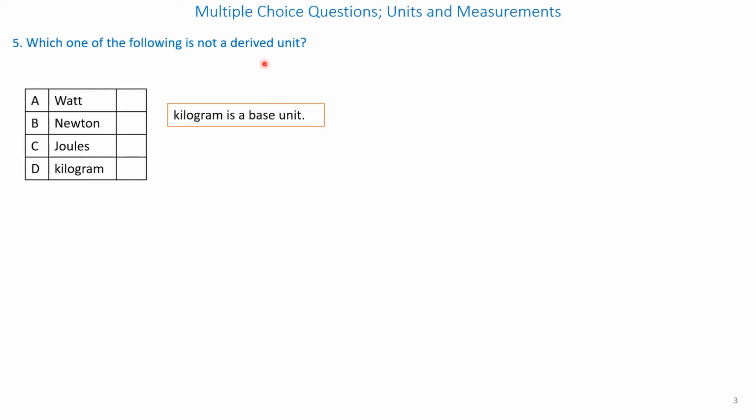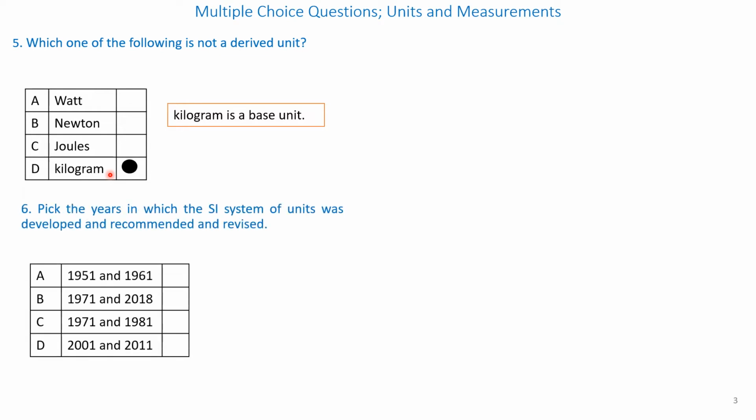So the correct answer is kilogram is a base unit. So all others are derived unit. Watt is a derived unit, Newton is a derived unit, and joule is a derived unit. So only kilogram is a base unit. Option D is the correct answer. You please mark it. Next question.